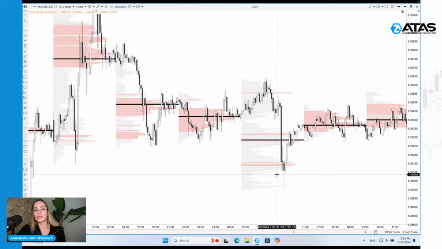Although without volume profile, it could have been seen as one. And this is exactly why I use volume profile. Some people say, why do you need to use volume profile? Because you can see it on the chart.